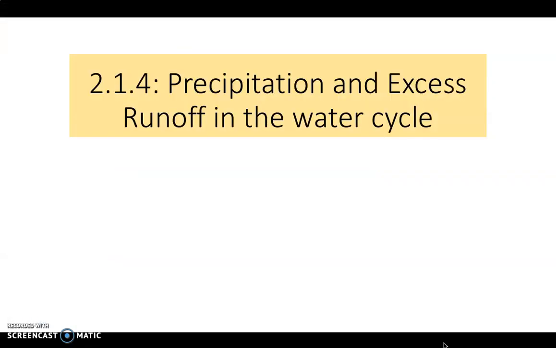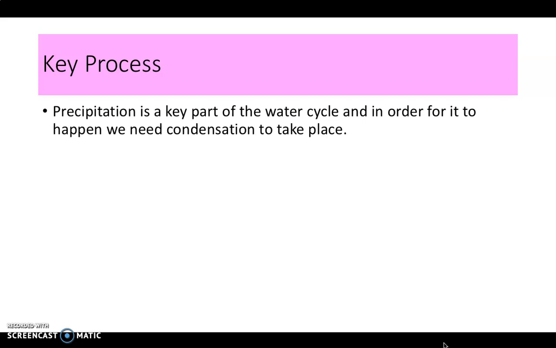Okay, well, welcome to today's lesson. We're going to be looking at precipitation and excess runoff in the water cycle. It really is a key process in the water cycle, as without precipitation, we don't have that movement of water moving around the cycle in itself.